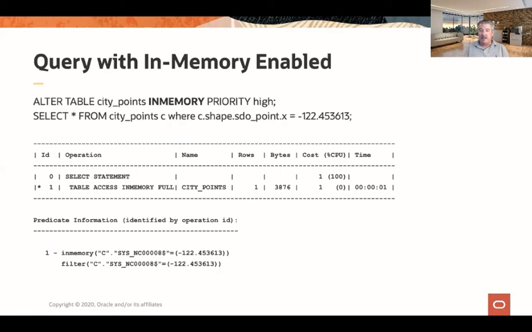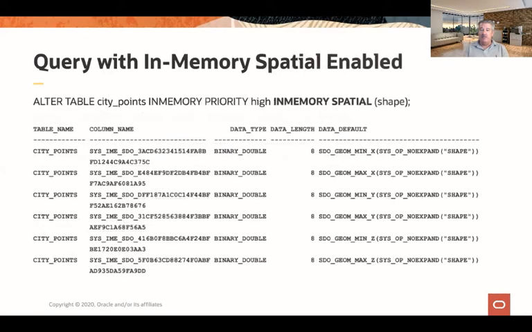But for our purposes, when we have spatial enabled, you can actually specify on our geometry column, which is again that shape column as part of our city points table, we can alter the table to be in memory, and then we can specify in-memory spatial on our shape column.